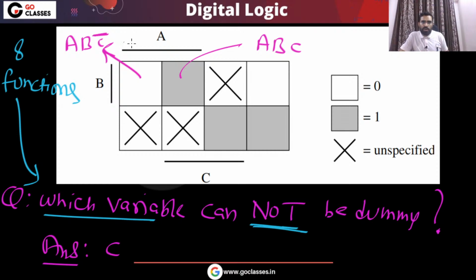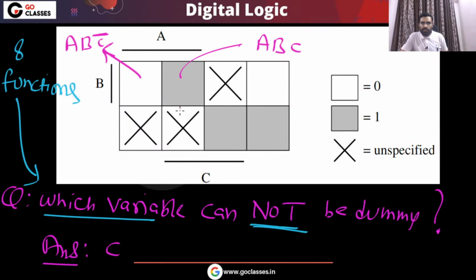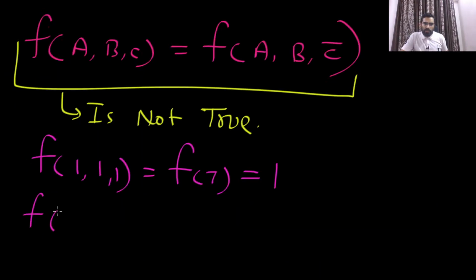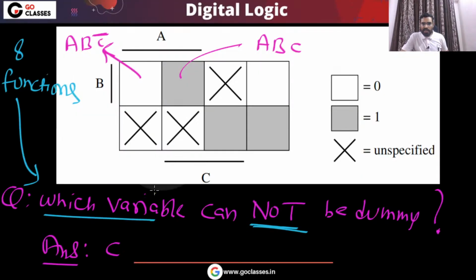You can notice that your function value f for ABC, for 111, that is your function value for 7, that is 1, and your function value for 110 is 0. So definitely I can say that C is not dummy. Definitely C cannot be dummy. Is this clear? C cannot be dummy.